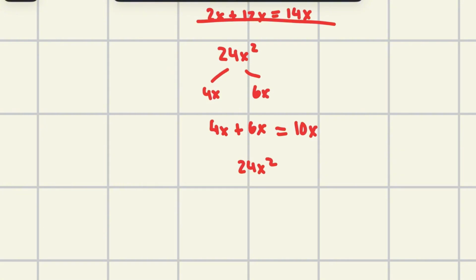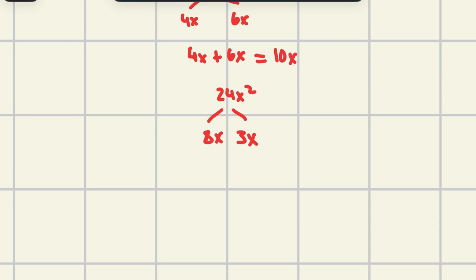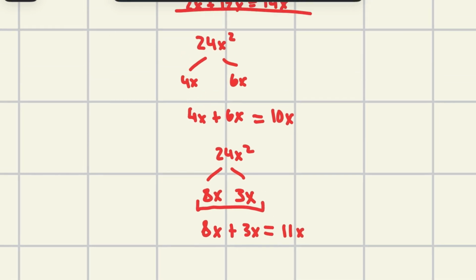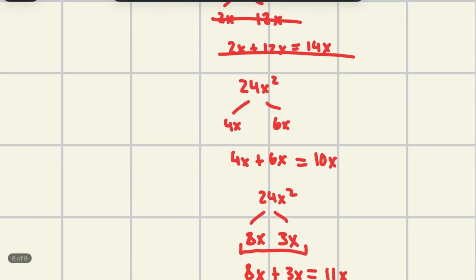Let's try 8x and 3x. Those two numbers give us 24x squared, but do they add up to 11x? They do. Therefore, our two terms that we will be using are 8x and 3x. Let's go back to our equation, 2x squared plus 11x plus 12. I'm going to rewrite that over here.